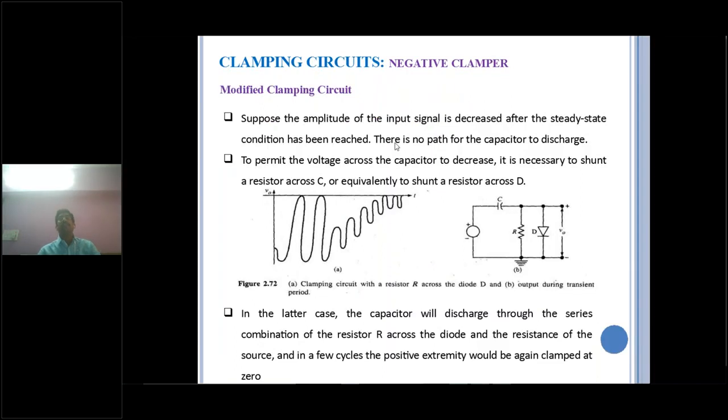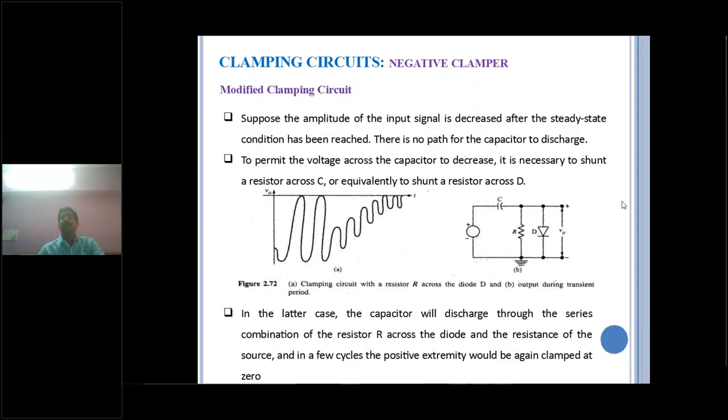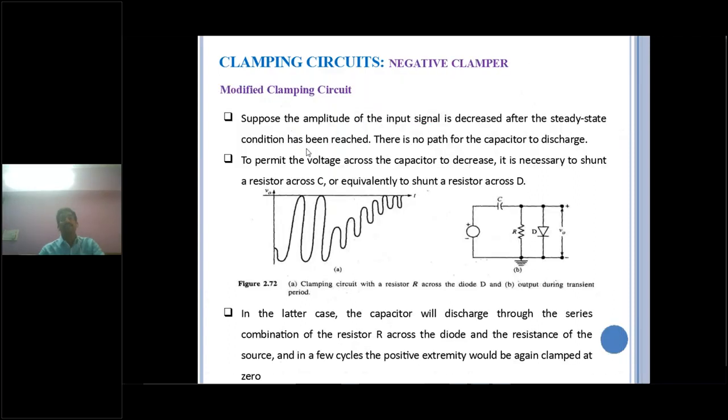Similarly, the modified clamping circuit. Previously I told you that capacitor voltage Vc equals Vm, which is constant, because no discharging path will be there. Now whenever you provide a discharging path with a resistor, when the input voltage is less than the capacitor voltage, the capacitor has to discharge through the resistor. Then you have to see how the output waveform varies. And next one, the positive clamper circuit or negative peak clamper circuit. So what is the difference between the previous circuit and this circuit, you have to see.